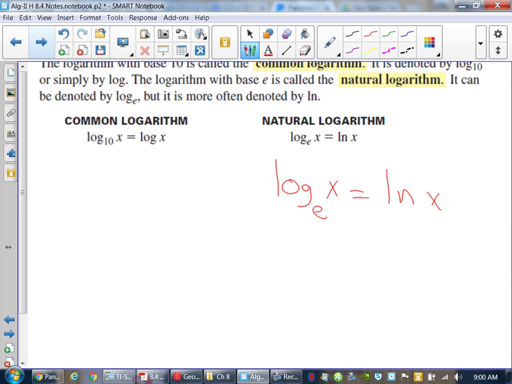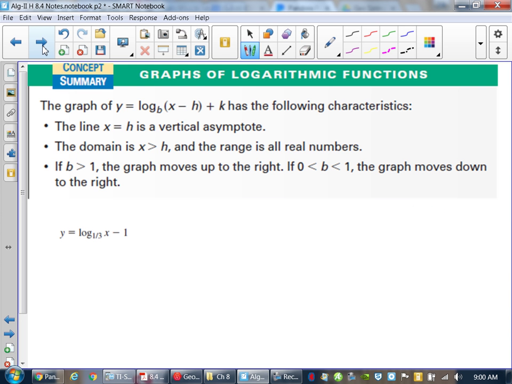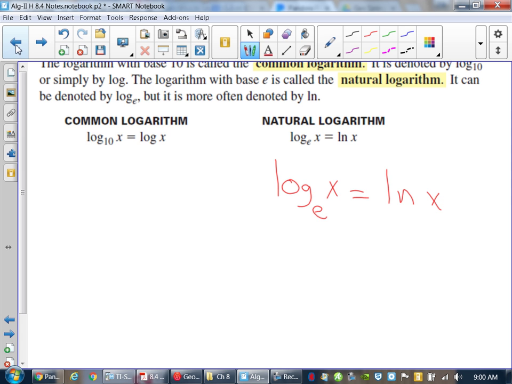So the reason why we have to use this natural log stuff is when we start working with inverses here, and I think I had one.